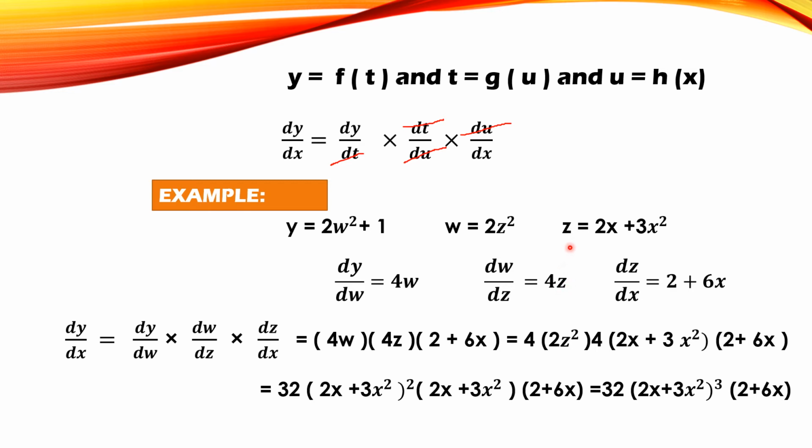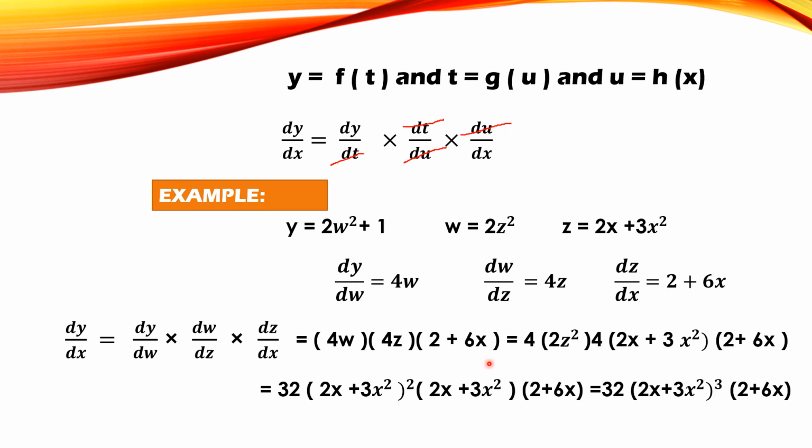Right. Now here you will calculate dz by dx. What is the answer? 2 plus 6x. Right. Now you have to multiply. As I told you above, you have to multiply these terms. So please write down here dy by dx is dy by dw multiplied by dw by dz multiplied by dz by dx. Pick the values from here, here and here. Put it here. So you get 4w multiplied by 4z multiplied by 2 plus 6x.